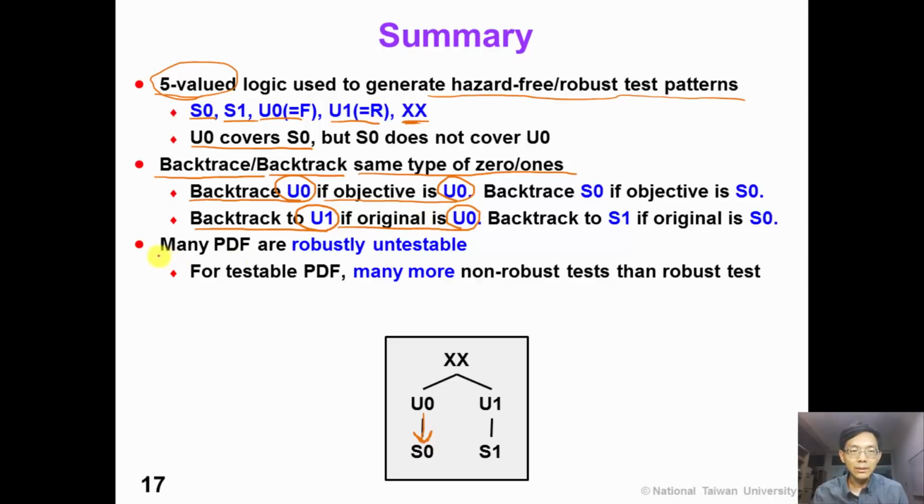In reality, many path delay faults are robustly untestable. Even if it is testable, there are many more non-robust tests than robust tests.